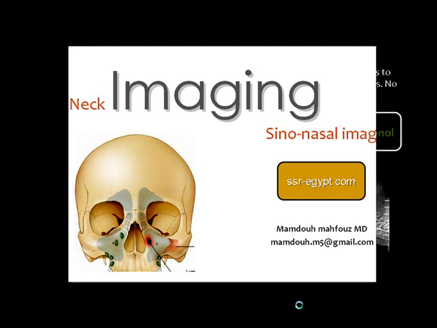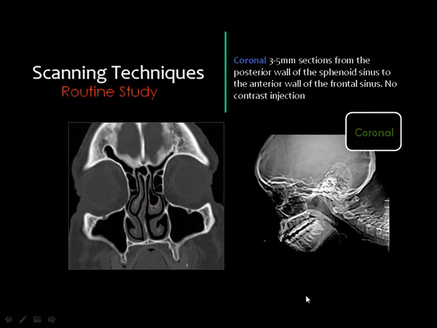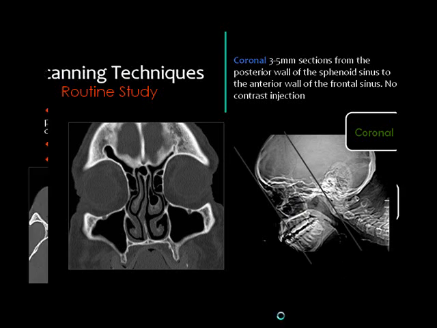nasal sinus disease. And starting first by the technique of examination, we have two main examination types for the paranasal sinuses. The first one is known as the routine study, and this is performed by putting the patient in the prone position, and we have the scanogram like this one, and we identify the area to be scanned from the posterior wall of the sphenoid sinus, and we proceed anteriorly until we reach the anterior wall of the frontal sinus, and this scan interval is about 3 to 5 millimeters.